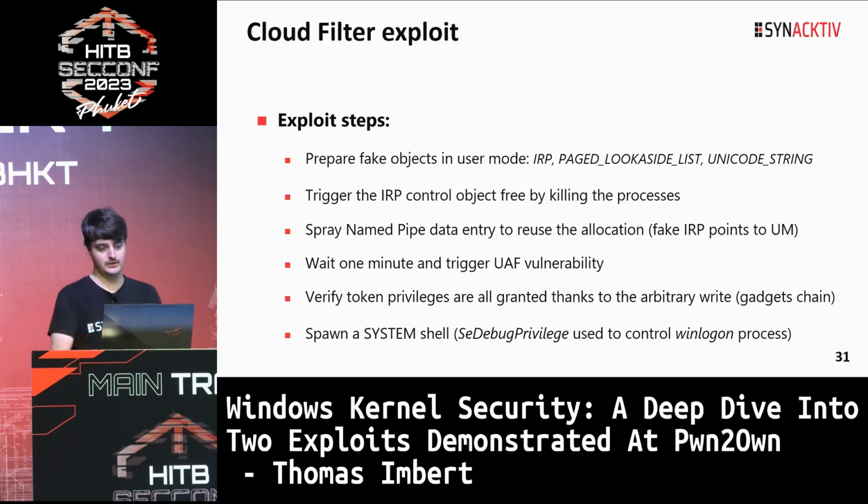We can just write the full chain, the full exploit, which takes a bit of time. So we forge every fake object in user mode. We trigger the vulnerability. We spray data to reuse the allocation. And then we wait a minute, because the vulnerability only works after the timer of a minute is exhausted. We trigger the use after free.